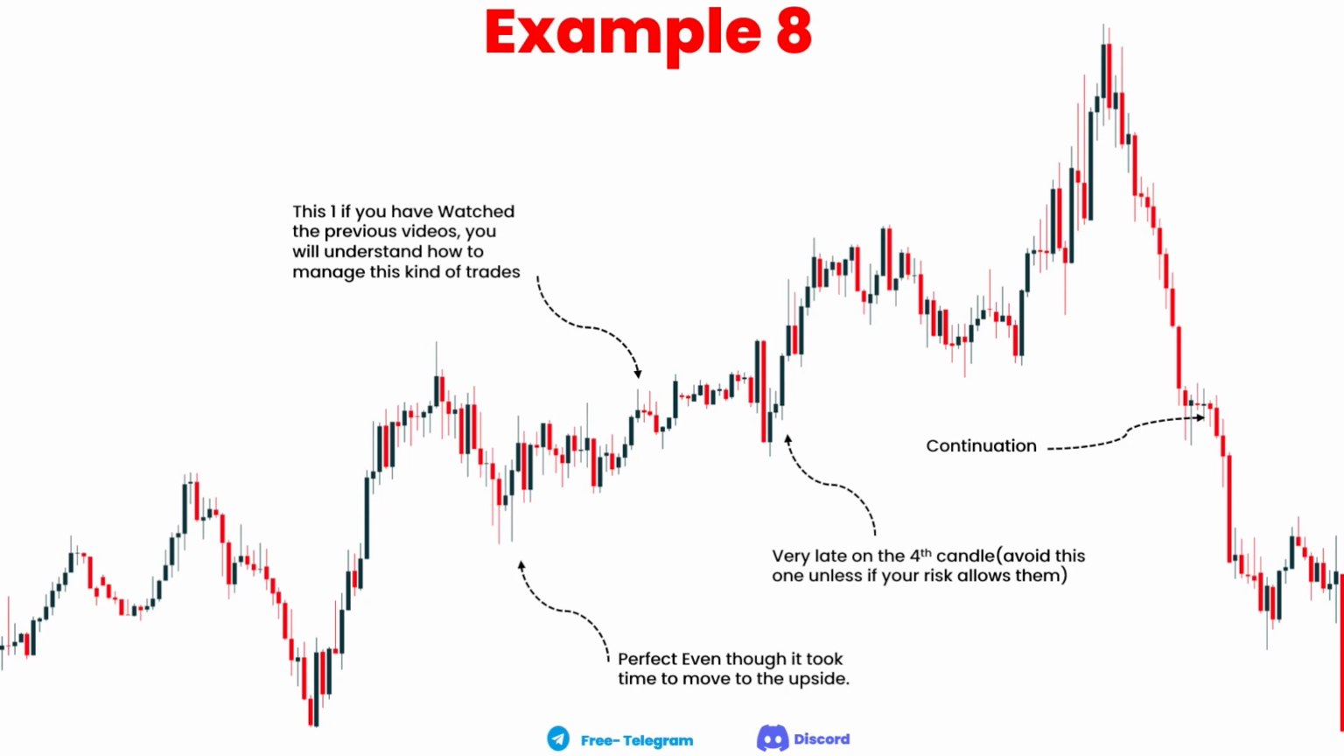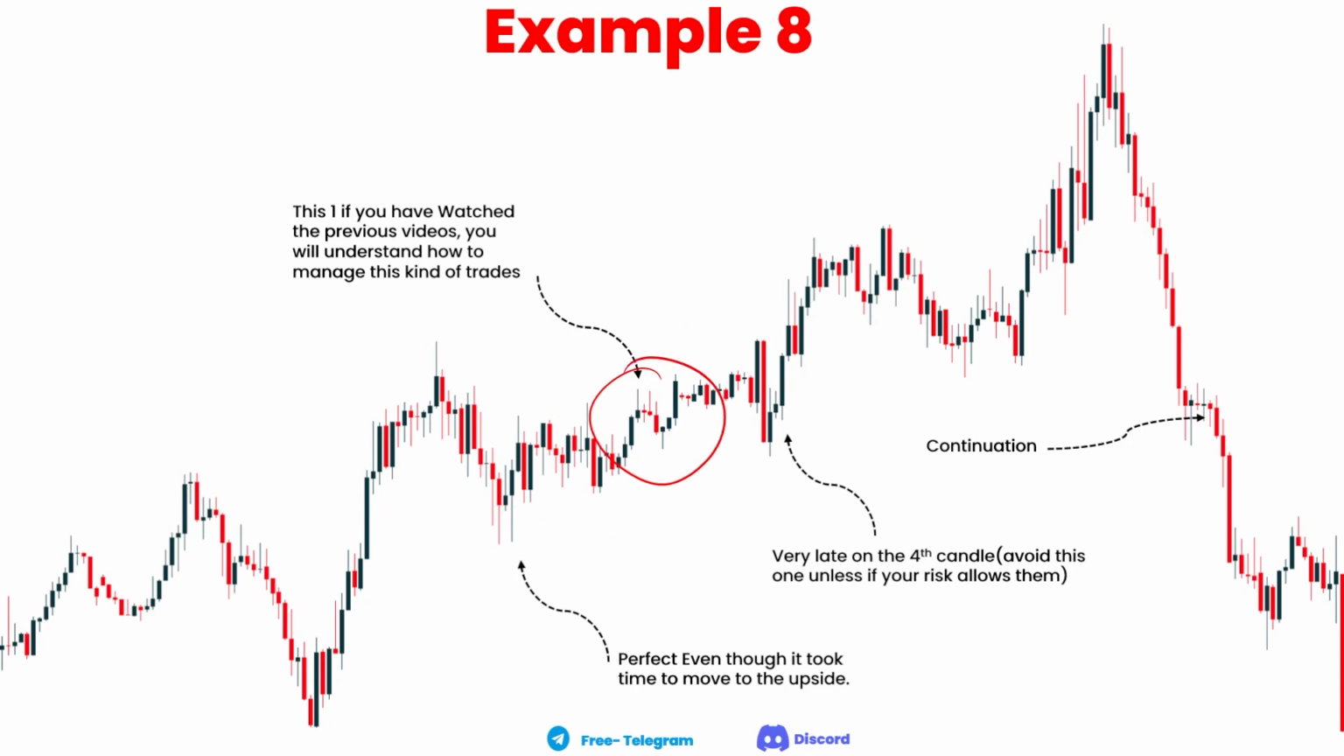So let's move on with example number 8. This one here, let's start from here. You can see everything right now. I believe you can see it clearly. Low 1, low 2, the third candle must break the number 2 low, closed bullish, and then shot to the upside. That's how simple it is.